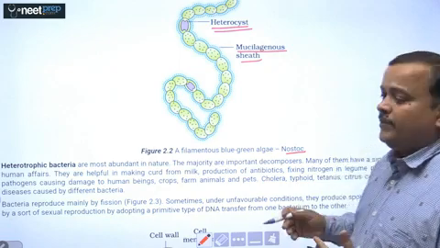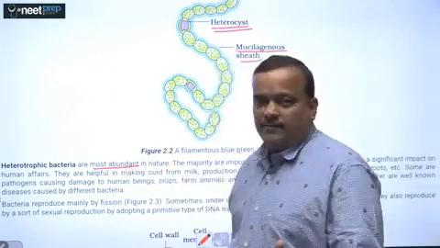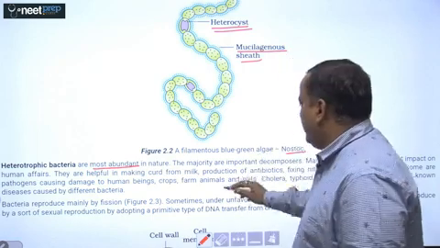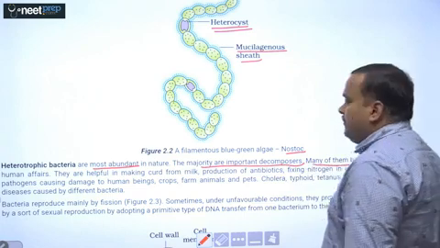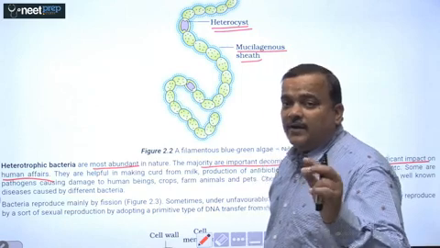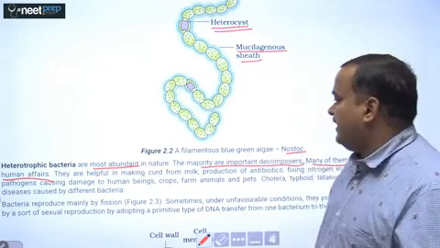Now the next group of bacteria is heterotrophic bacteria. They are most abundant in nature. So the maximum number of bacteria present in nature are heterotrophic. The majority are important decomposers. Many of them have significant impact on human affairs. That means these heterotrophic bacteria affect humans in both ways, in a positive as well as a negative way.